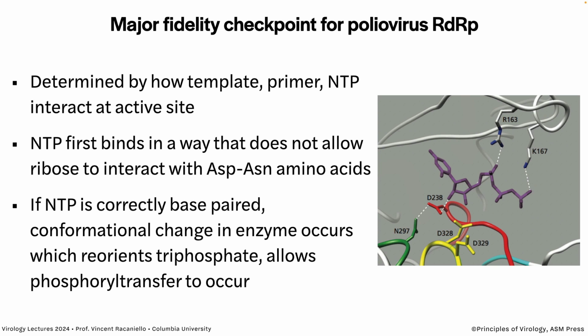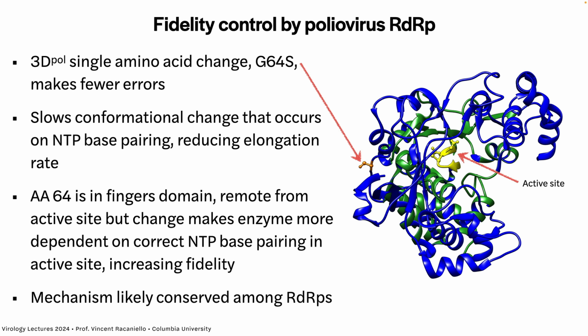If it's the right base, that triphosphate will be reoriented by the polymerase, and it will be incorporated into the chain. If it's the wrong base, it will not reorient, and it will fall out, and the next one will come in. So that's how it samples the bases continuously. The right one induces the right conformational change for polymerization to occur. Pretty cool. Now, a single amino acid in the poliovirus polymerase has been found that regulates the fidelity of copying.